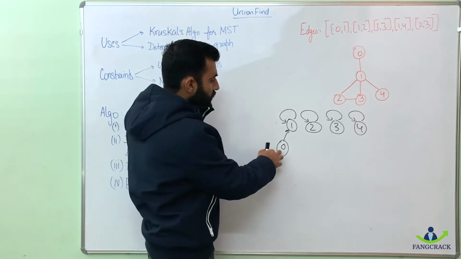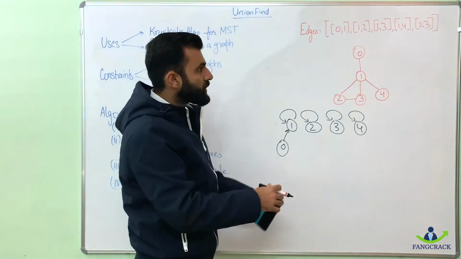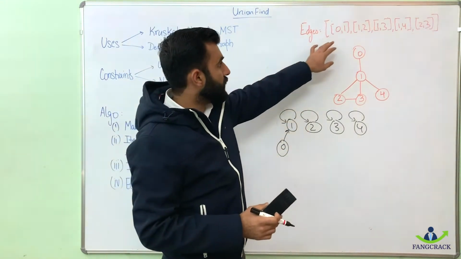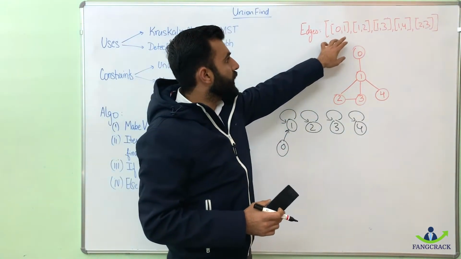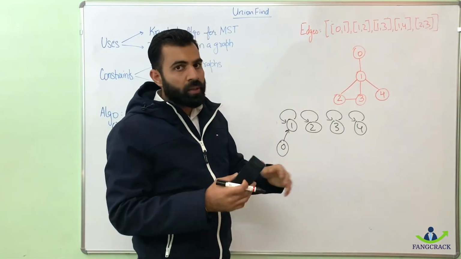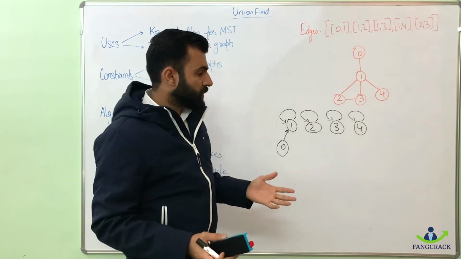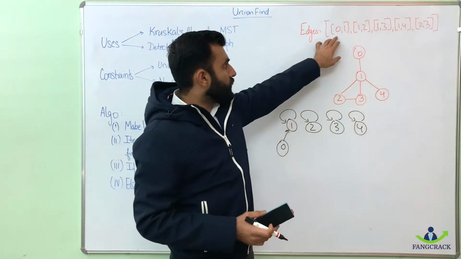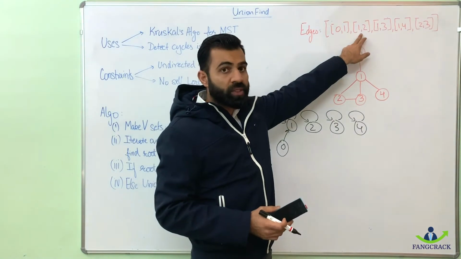Now you could have made 0 as 1's parent. It doesn't matter. You have to be consistent. In here, I'm making the second vertex the parent of the first. Or you can make it vice versa, but be consistent. So, okay, we finished the first edge. Then let's go over the second edge.